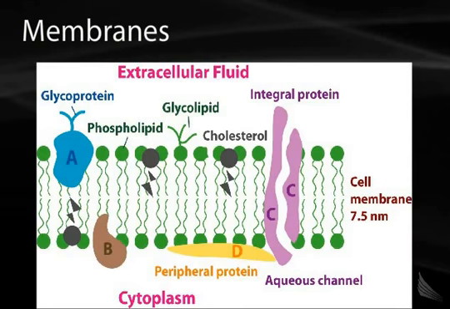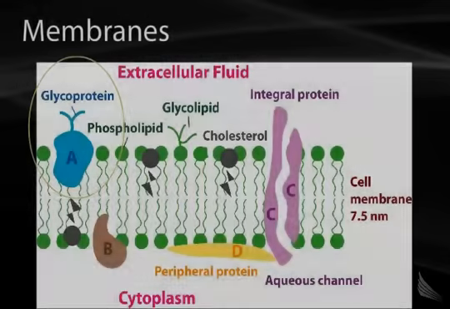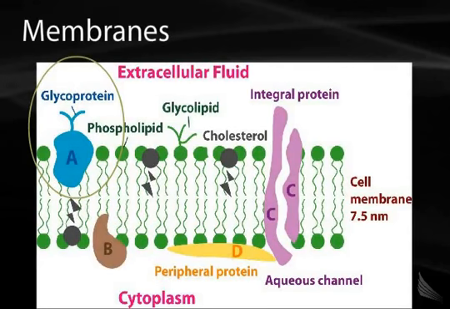that's shown here in molecule A. And this molecule, which is a protein, also has a glycosylated moiety, which increases its specificity for interacting with extracellular molecules.